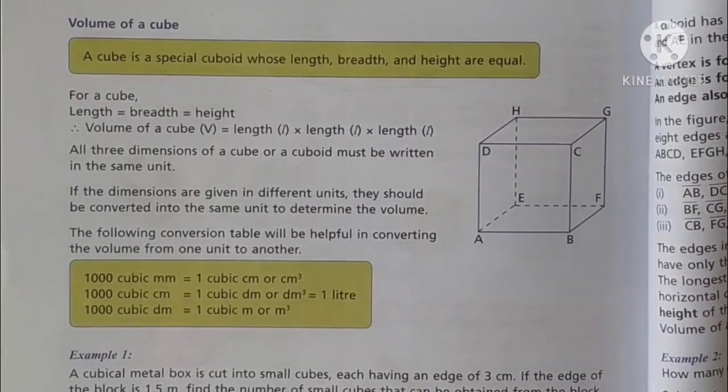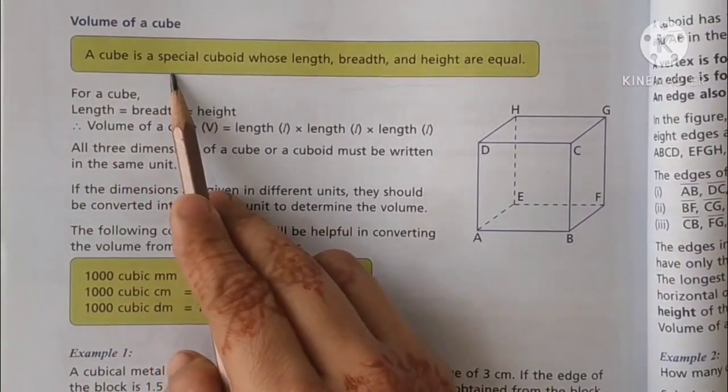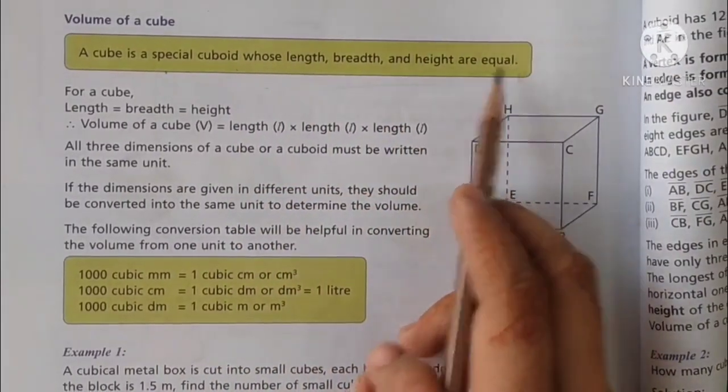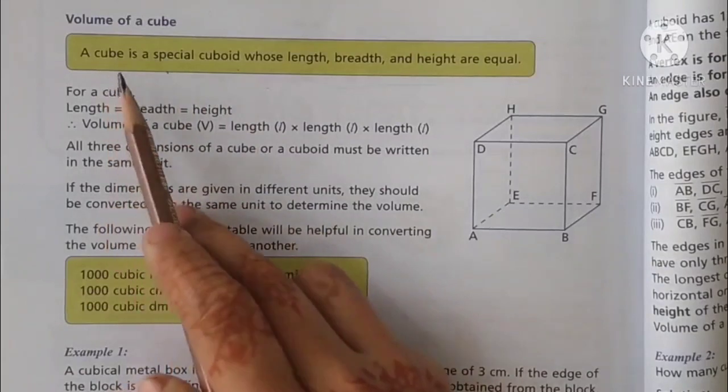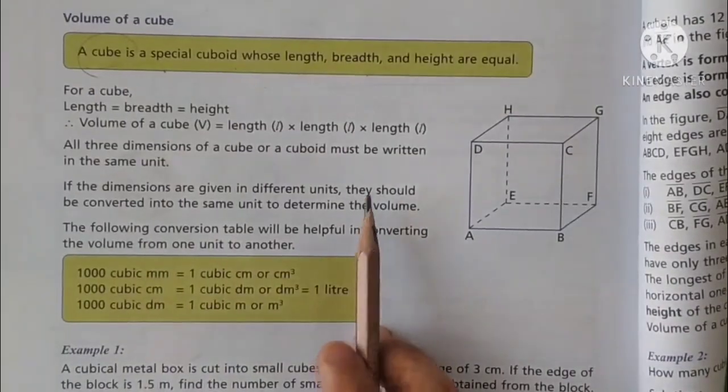Next is volume of a cube. What is volume of a cube, dear students? A cube is a special cuboid whose length, breadth and height are equal. This is a special type of three-dimensional figure which has length, breadth and height equal.